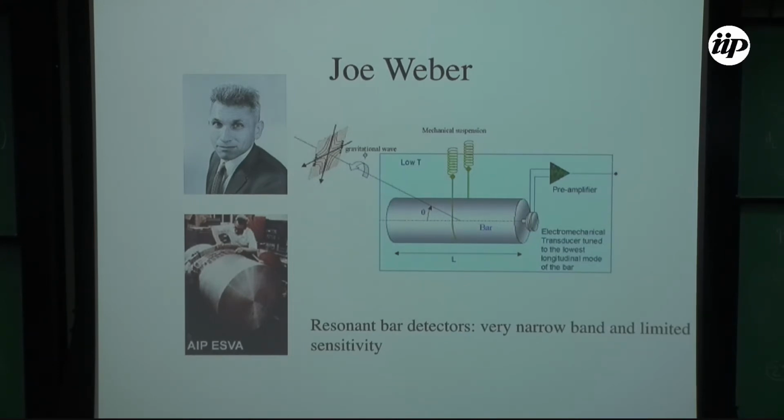So Weber tried to detect gravitational waves with a bar like this. It was suspended. The idea was if a gravitational wave comes and it happens to be of a frequency that somehow is related to the normal modes of vibration of this bar, then the bar would vibrate and you would be able to detect gravitational waves.